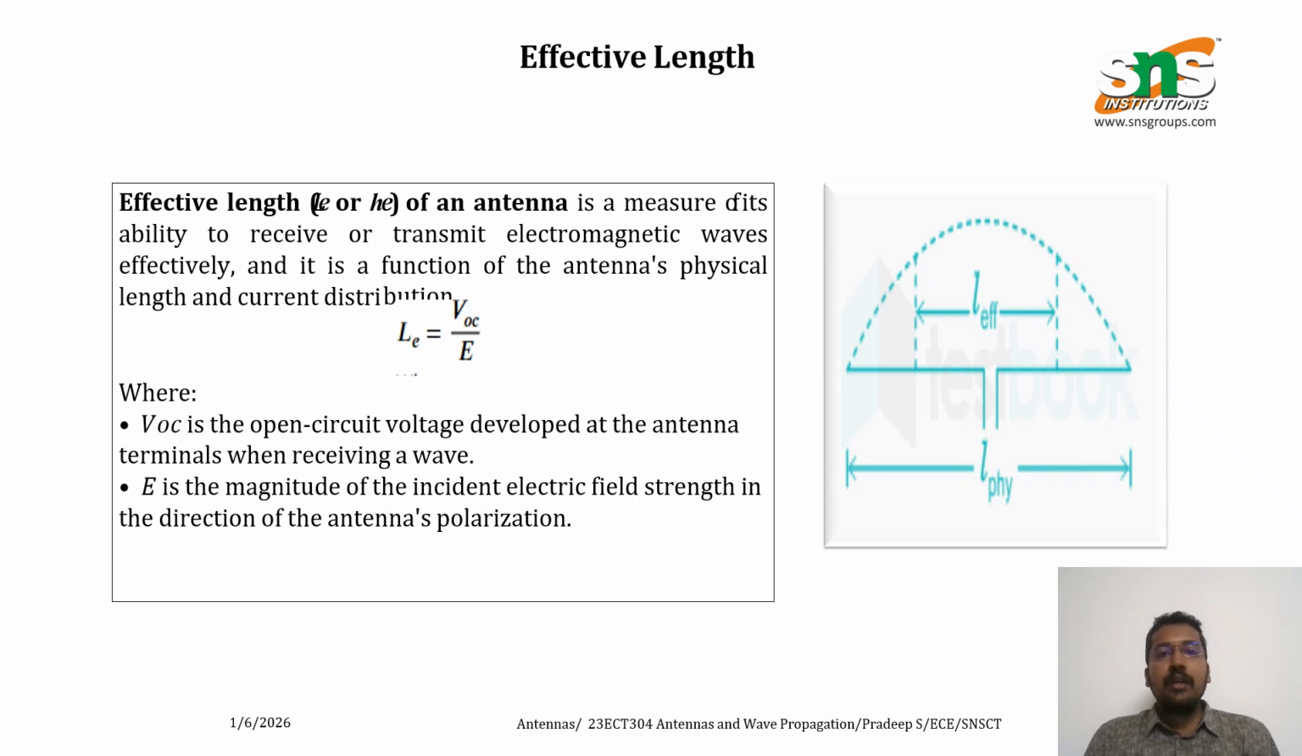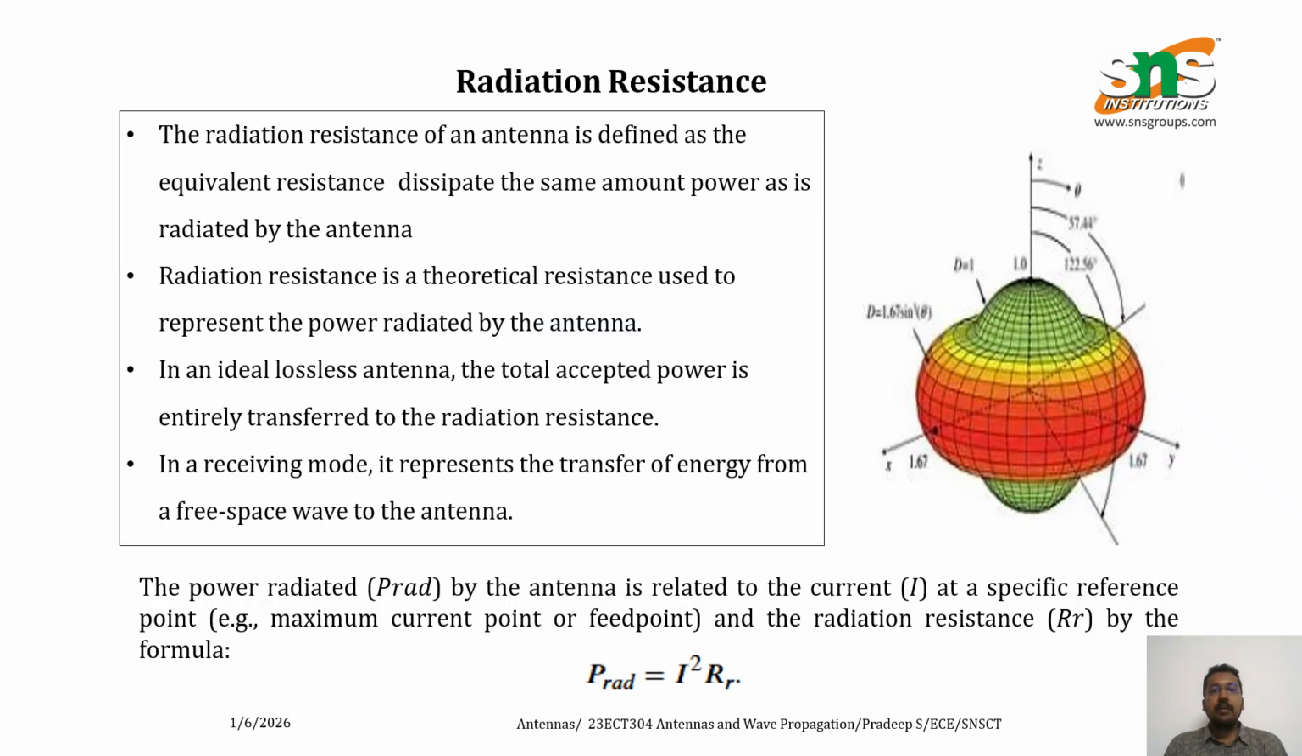Effective aperture, or effective area, describes the power capturing characteristics of an antenna. It is the ratio of the power delivered to a matched load to the power density of the incident wave. The maximum effective aperture of an antenna is directly proportional to its maximum directivity.